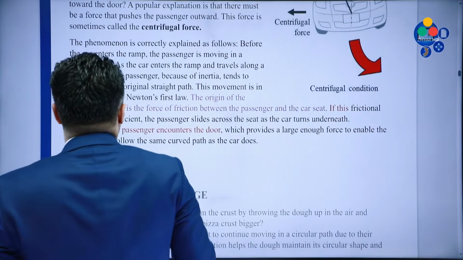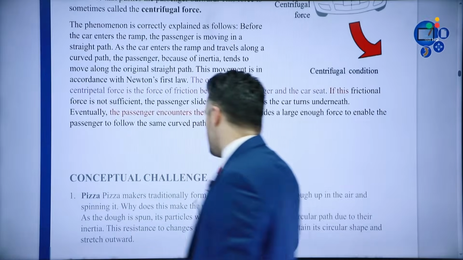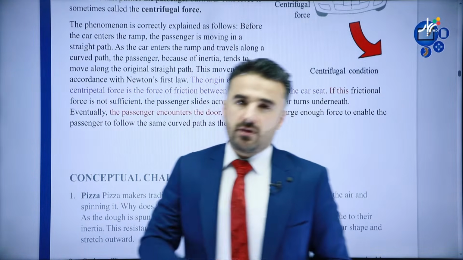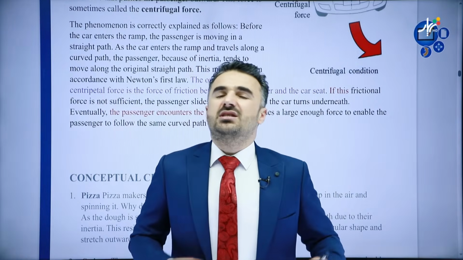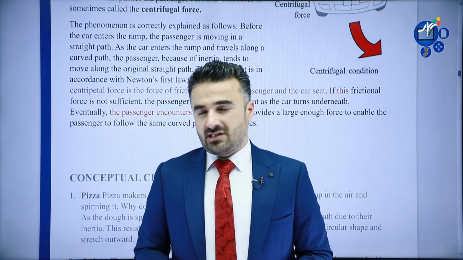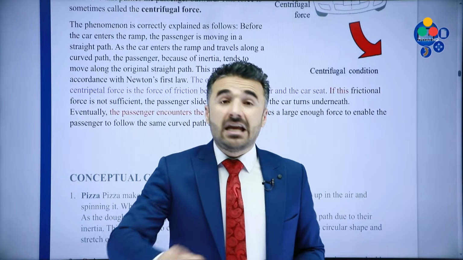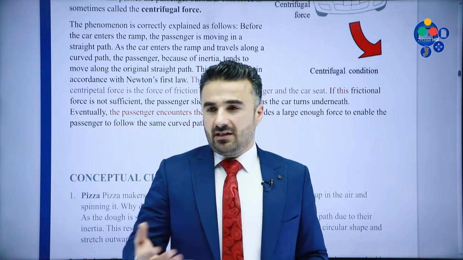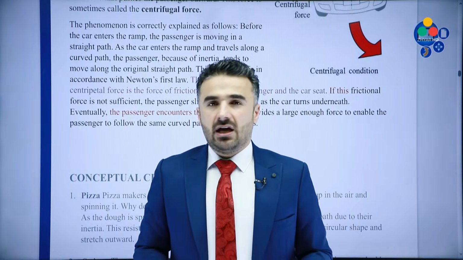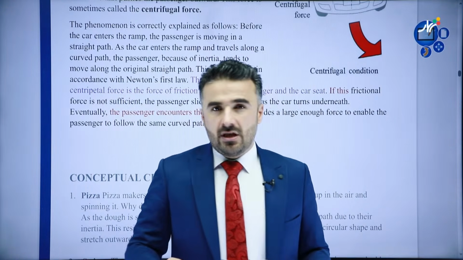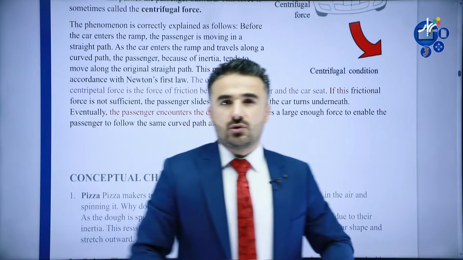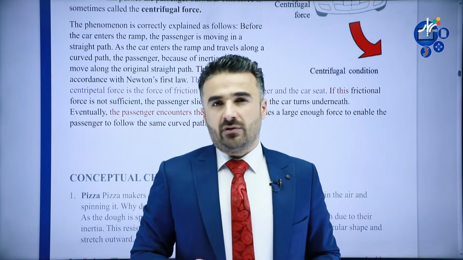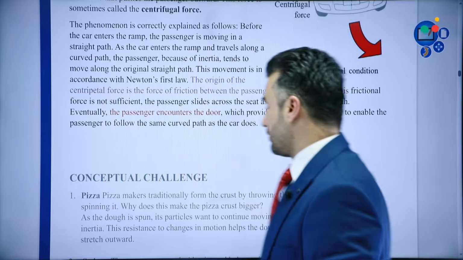So in this case, you would be moved towards the door. If the force of friction between you and the cushion, or the seat, is large enough, it can keep you on the seat while the car makes a turn. But if the force of friction is not large enough to change your direction, then of course you will be pushed towards the door, and then the door and the seat will provide enough centripetal force to keep you moving in a circular motion.